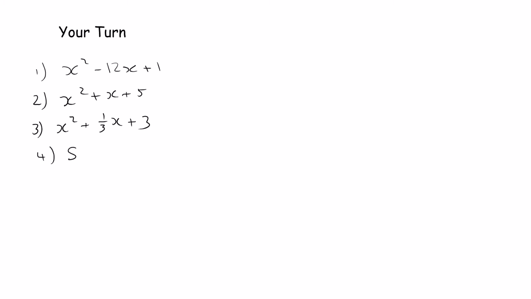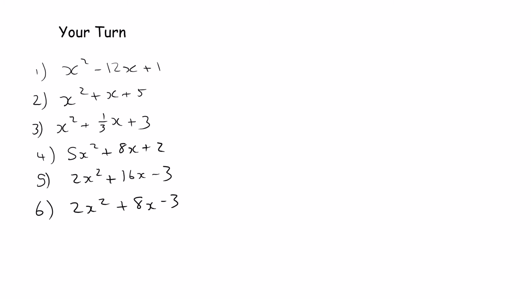Question 4, 5x squared plus 8x plus 2. And those 4 correspond to the 4 examples we've seen so far. And then questions 5 and 6 correspond to the 4th example that we've looked at. So question 5 is 2x squared plus 16x minus 3. And question 6 gives us 2x squared plus 8x minus 3.